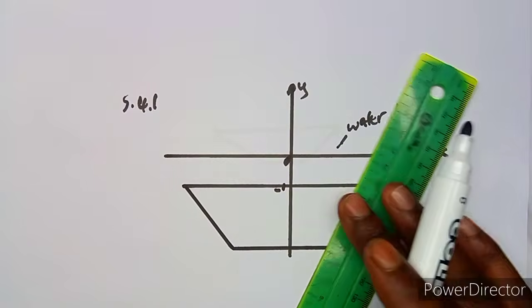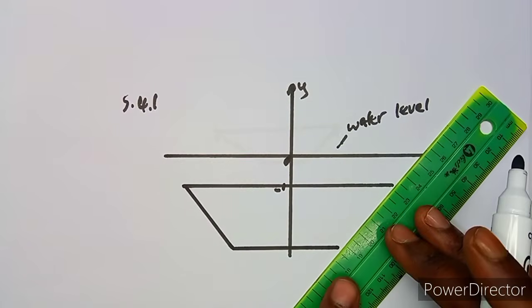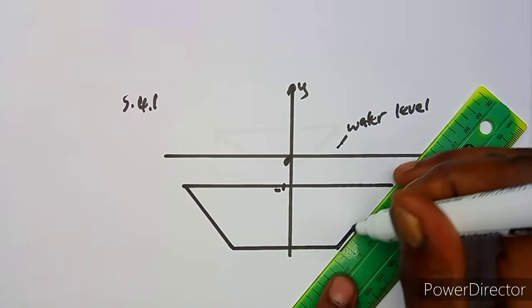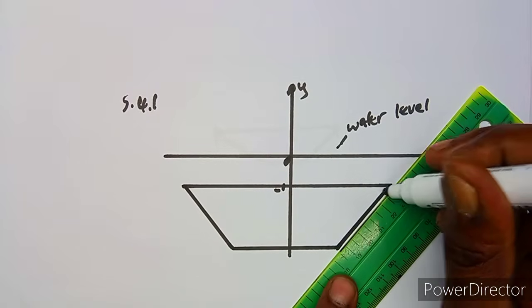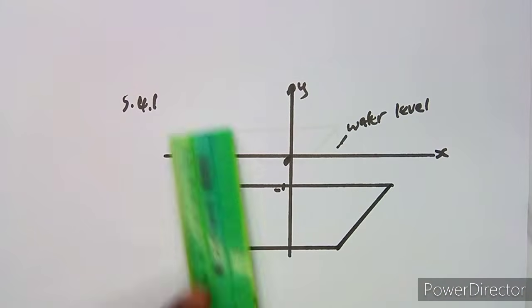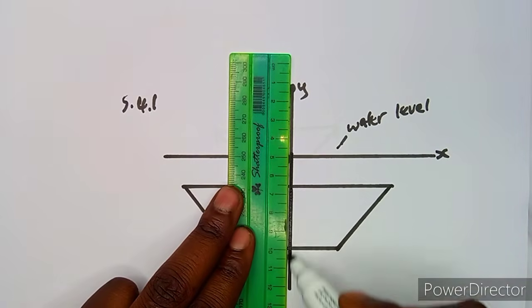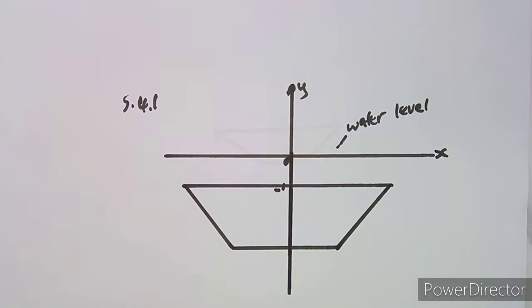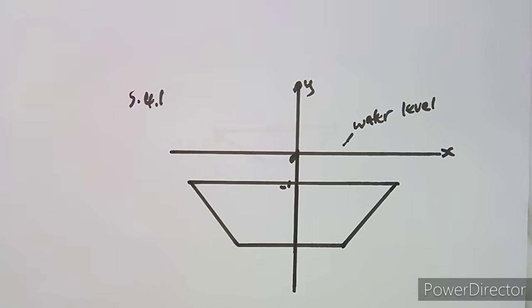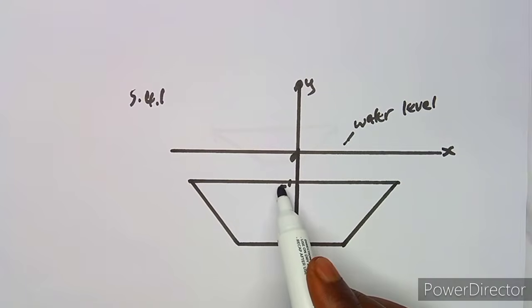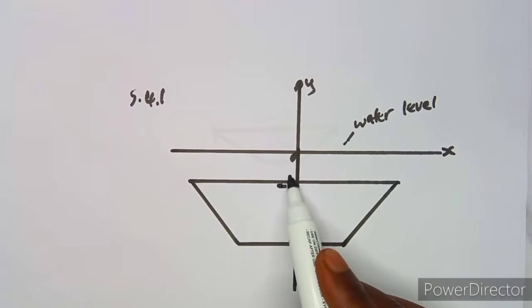That's a trapezium there, as you can see. So let's just extend this so that we can have something which is visible. All right, but that's my trapezium. So here I marked -1. Why? Because it is 1 meter below.